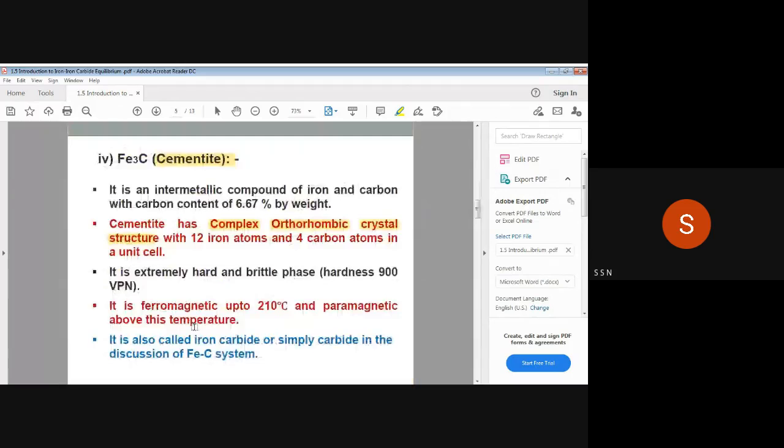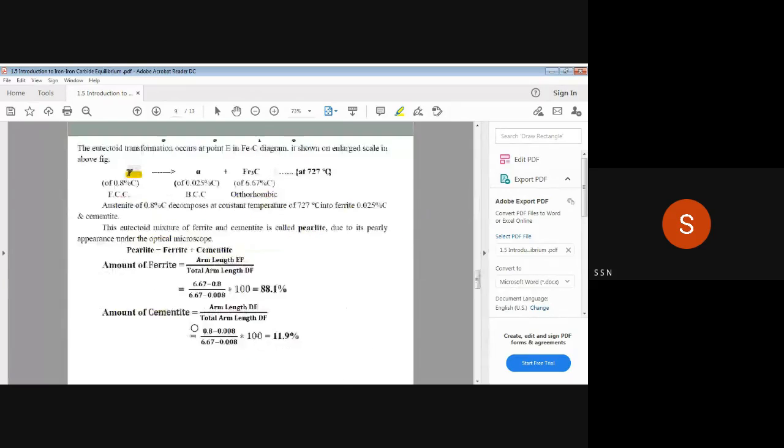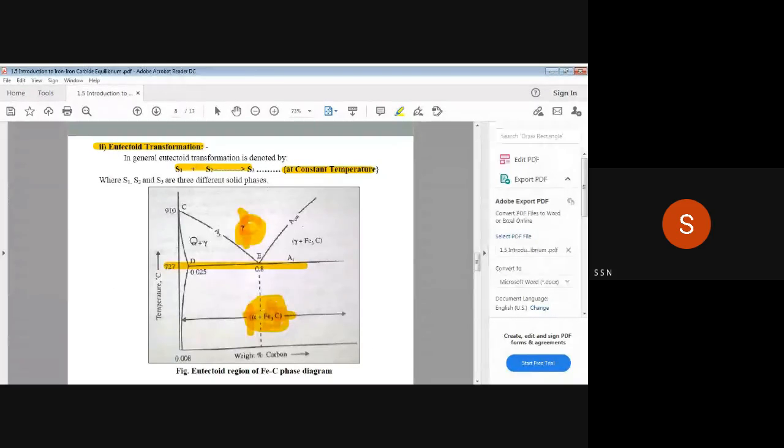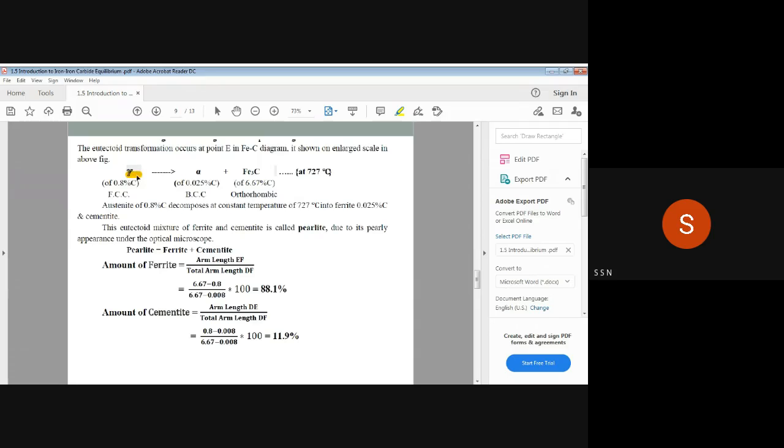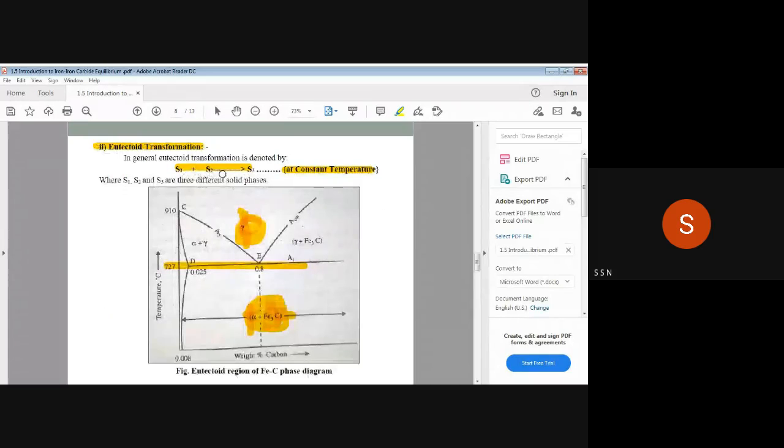So in this eutectoid transformation, two different solids combine to give a different third solid, and these can be differentiated. Why? Because these three have different microstructure, different crystal structure. This transformation we call a eutectoid transformation. So you can also say while cooling, one solid will give you two solids, or while heating, two solids will combine to give you one more solid, a third solid.